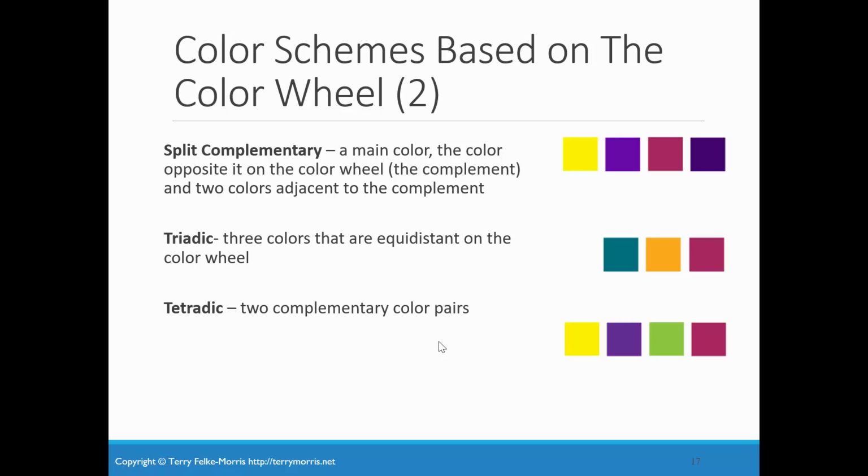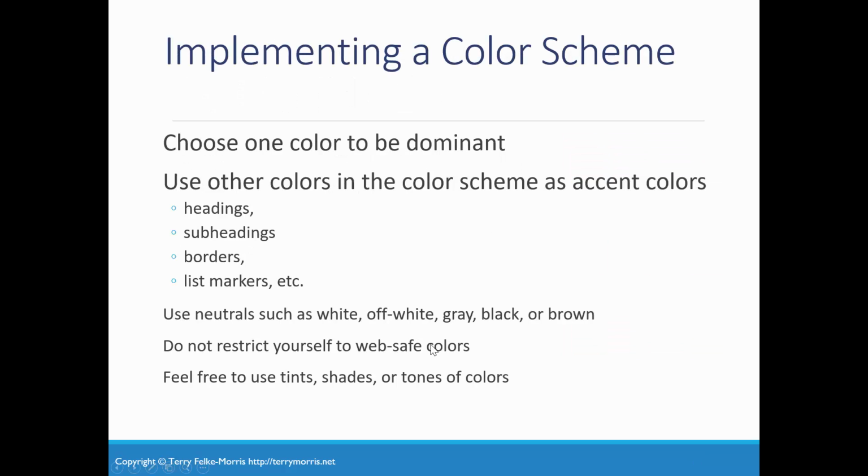Split complementary, as it says, a main color, the color opposite it, and two others adjacent. Triadic, three colors that are an equal distance away on the color wheel. And tetradic, two complementary color pairs. There's all sorts of ways that people feel that you should do this. You can go to sites after you've created a page, and it'll check your color and the like for you.